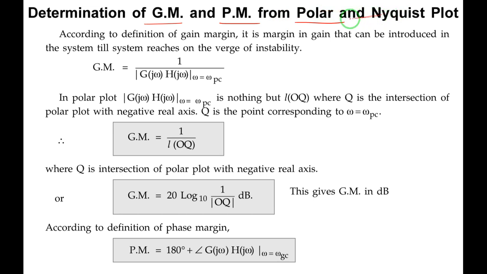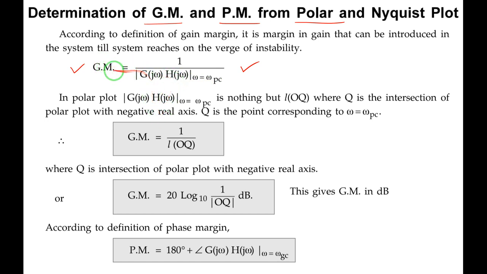Next, what we are going to study? We already defined what gain margin is in the case of the Bode plot. It is the margin in the gain that can be introduced in the system till the system reaches the verge of instability. It is not a new thing. Gain margin is 1 divided by the magnitude of G(j omega) H(j omega) at omega equal to omega PC. So we make use of the phase crossover frequency omega PC in order to calculate gain margin. Please keep that in mind.